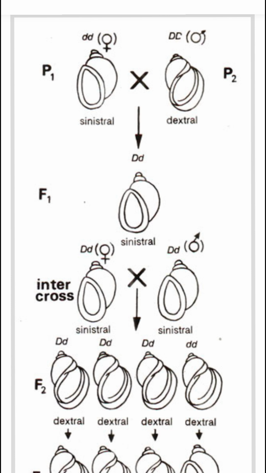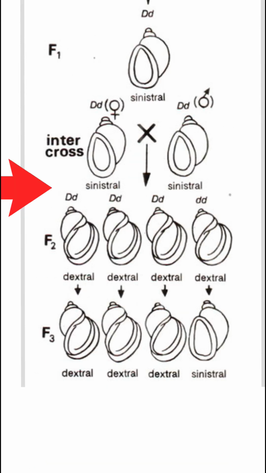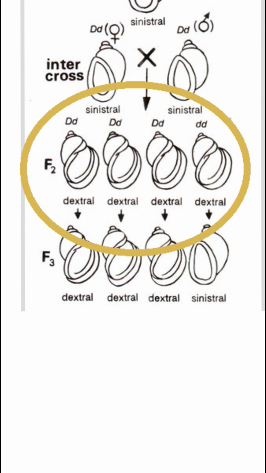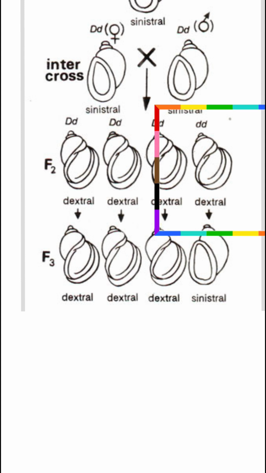Now let's look at the F2 generation. F1 intercross. Here the parent Dd is crossed with Dd. So the offspring genotype is DD, Dd, and dd. All have dextral phenotype even though there is a small d genotype. Why? Because their mother was Dd, and maternal D will give dextral.